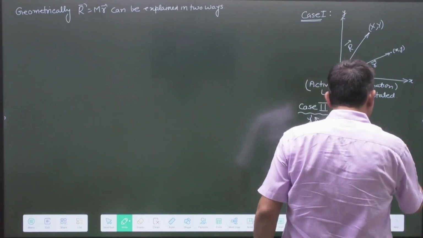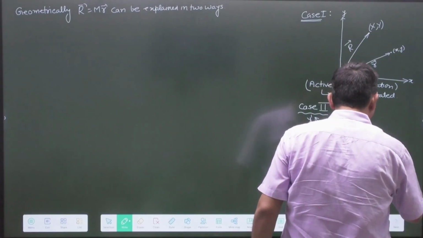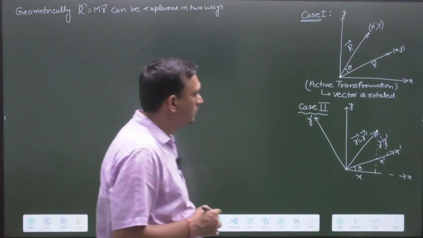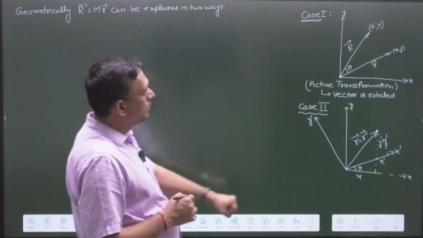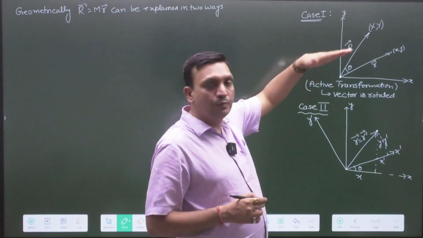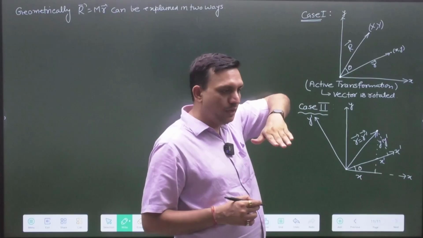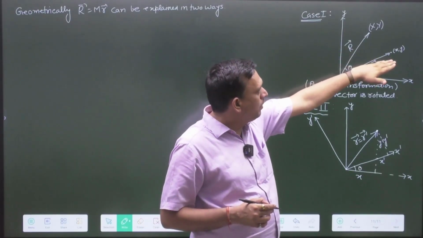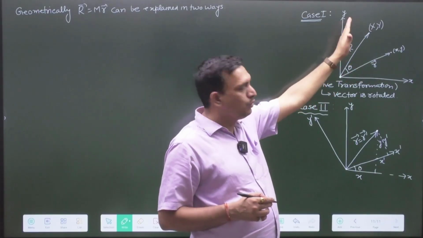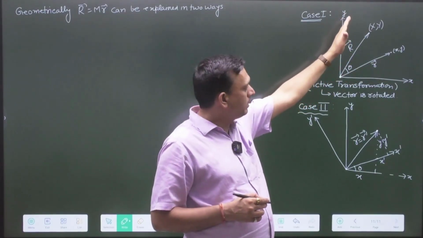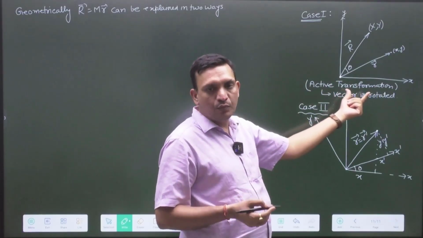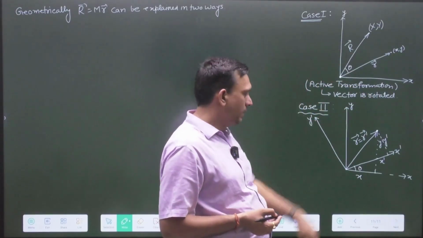This is y dash and this component is x dash. So in case 1, you have one set of coordinate axes xy, and when you operate matrix M on vector R, you get a new vector. This type of transformation is called an active transformation, when the vector is rotated.